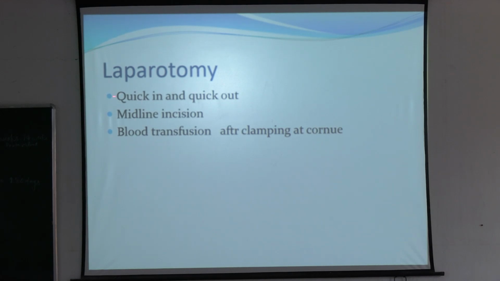If you take much time, because the general condition of the patient is poor, the patient will have cardiac arrest because of hypoxia under anesthesia. So: midline incision, quick in, quick out, and blood transfusion after clamping at the cornu. There is much blood loss from the uterine supply. The tube is supplied from two sides: the ovarian supply, and from the medial side the uterine supply. That side bleeds more, from the uterine artery. You have to clamp both sides, but the first clamp is given at the corner.